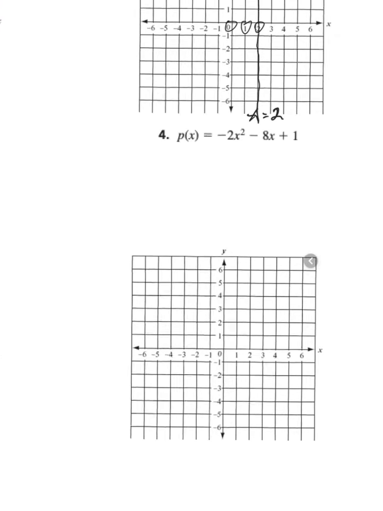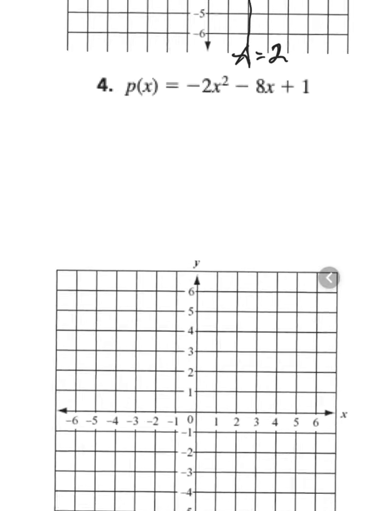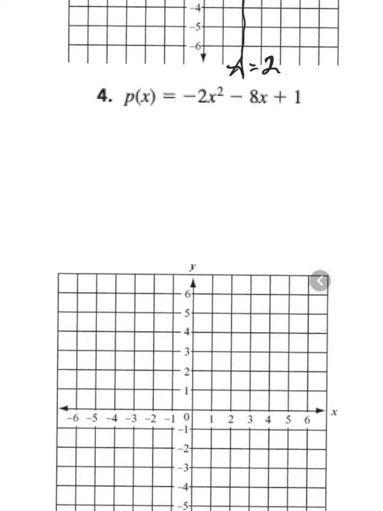Now these are a little bit different, and this is where we have to invoke that -b over 2a. So remember that, h equals -b over 2a. So I'm going to identify a as -2, b is -8, and c is 1. We won't be using c in this case.